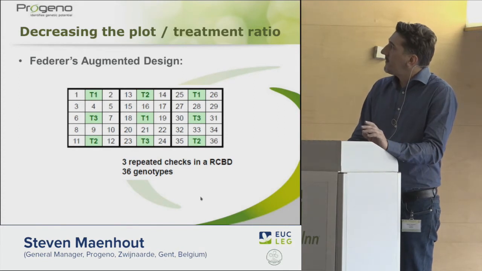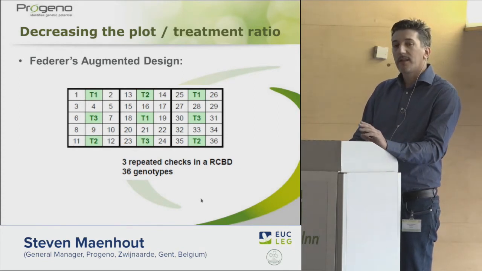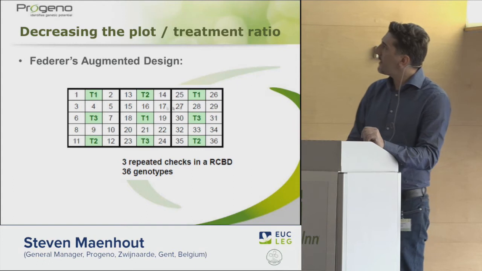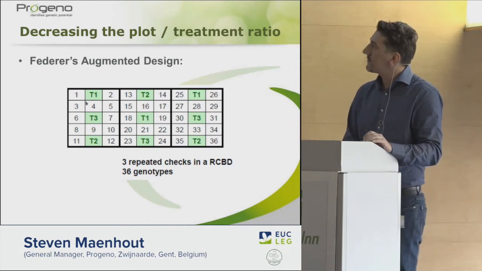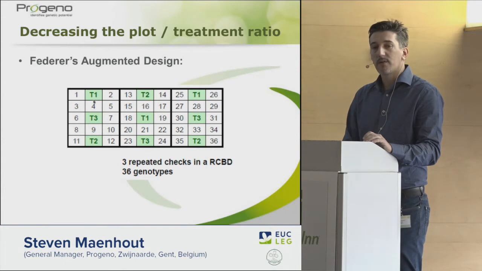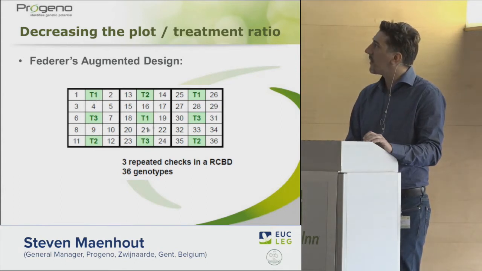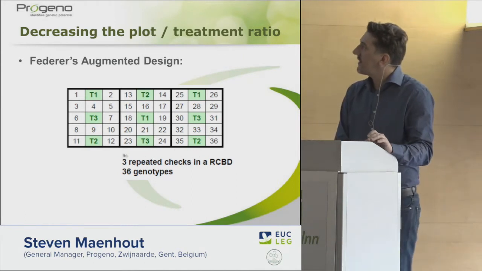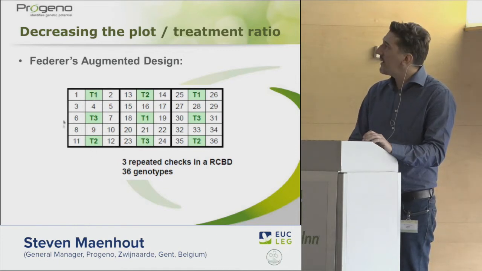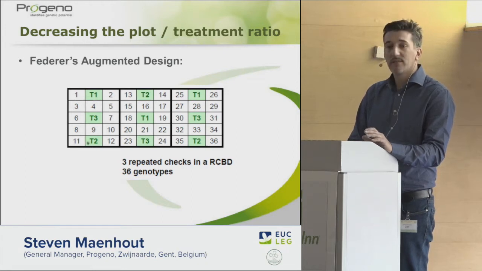Federer's augmented design doesn't really fit in the incomplete block story. It's like a different approach. So the idea is, if you just look at the green plots, you have 3 treatments, and just ignore all the white plots, you basically have a randomized complete block design for the green plots. This is block 1, this is block 2, and this is block 3. So the idea of Federer's augmented design is that these 3 replicated checks allow you to control for spatial variation within this block.